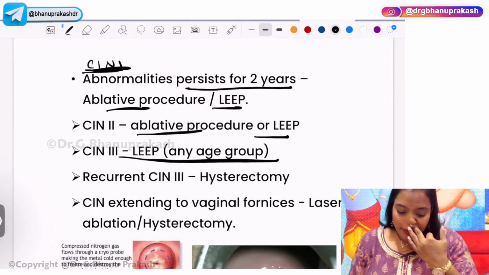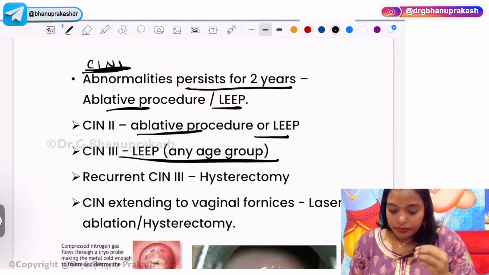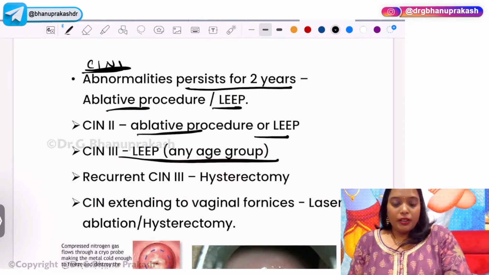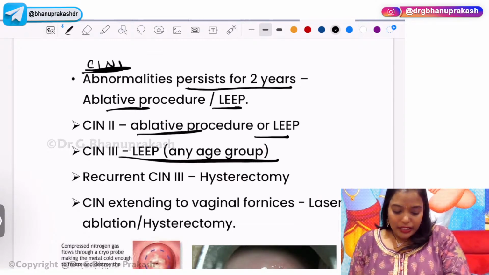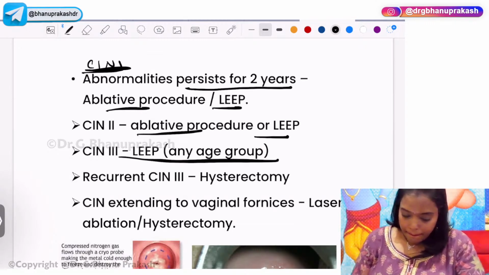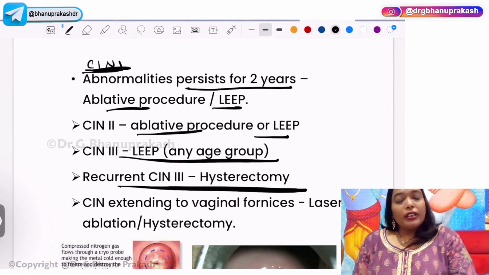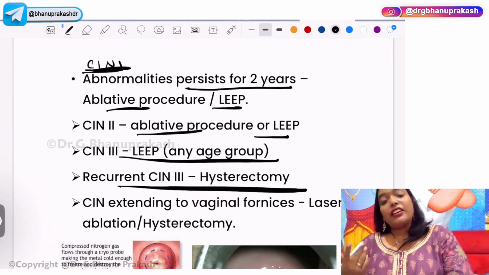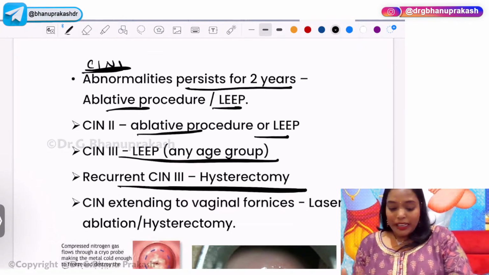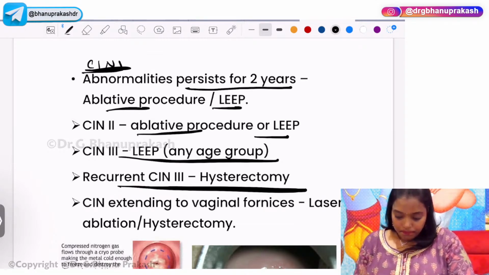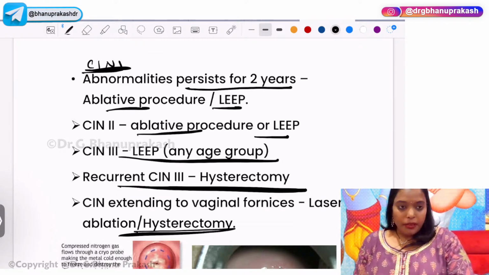If somebody asks you the best treatment for CIN 3, then also it is LEEP. Okay. Recurrent CIN 3, better go for hysterectomy. Treatment for CIN extended to the vaginal fornices will be laser ablation, or you can go for hysterectomy.